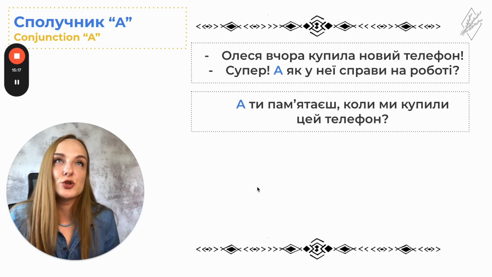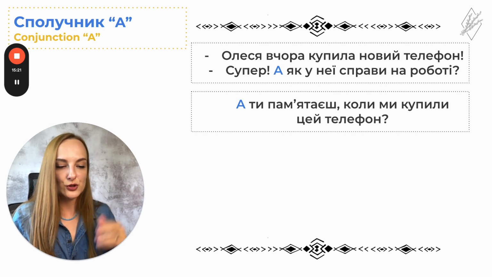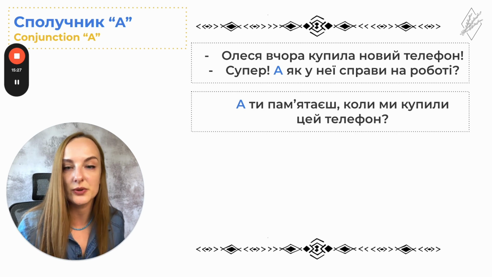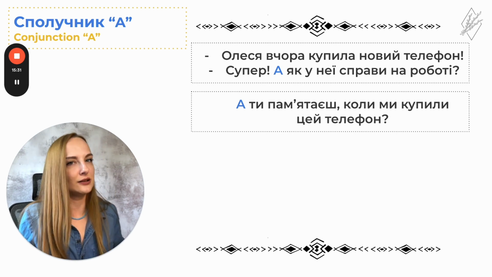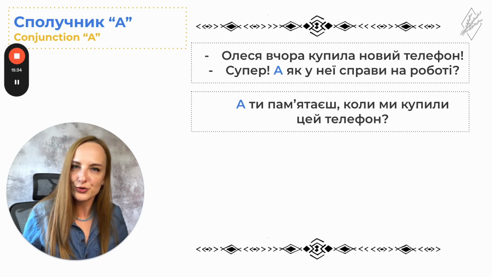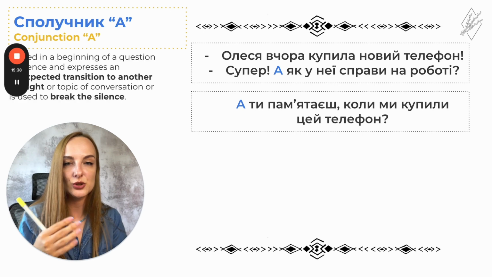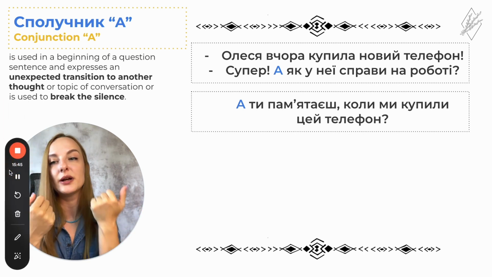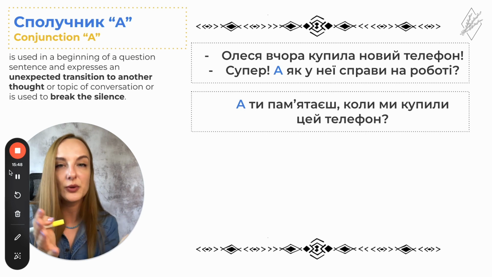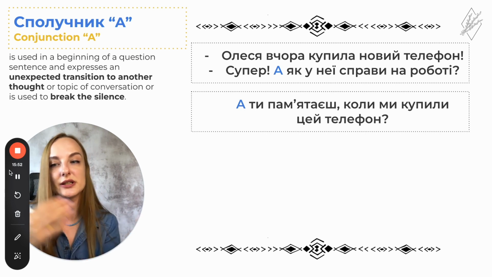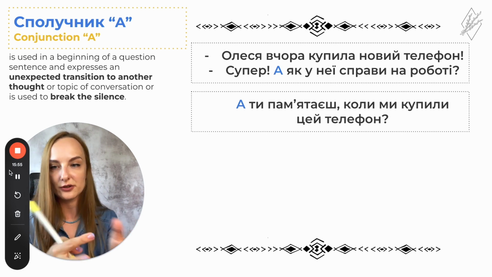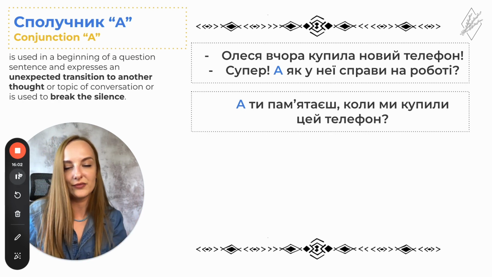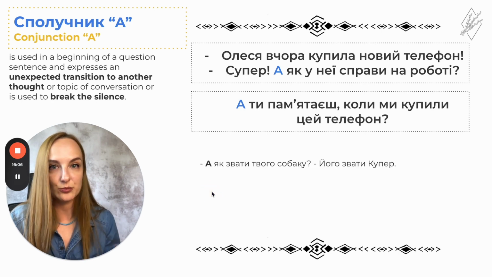Or sometimes it could be used just to break the silence. For example, I was sitting thinking about something and then I had some thought and I addressed the question to my husband. А ти пам'ятаєш, коли ми купили цей телефон? Like, do you remember when we bought this phone? So this helps me to make it smoother. So to sum it up, we could say that conjunction а will be used in the beginning of a question sentence, and it will express either an unexpected transition to another thought, another topic, or just to break the silence smoothly. Let's take a look at some examples.